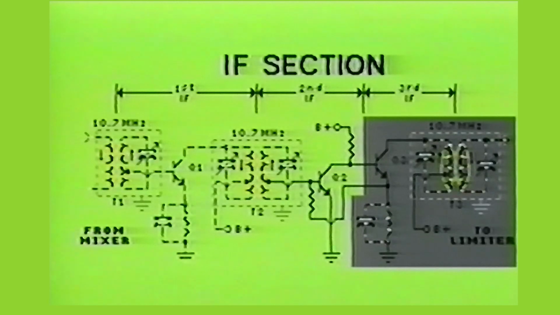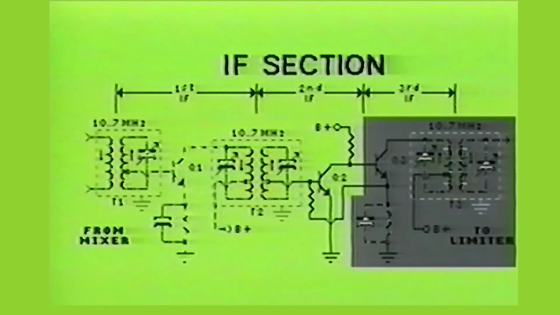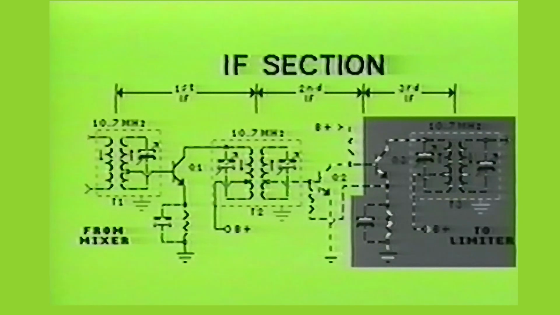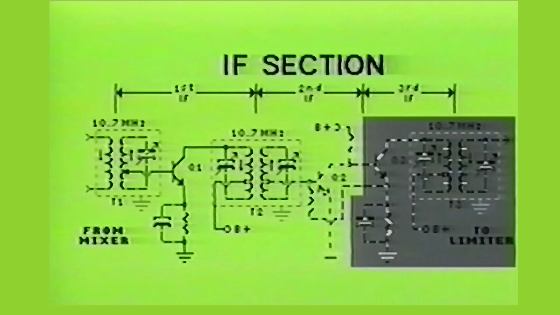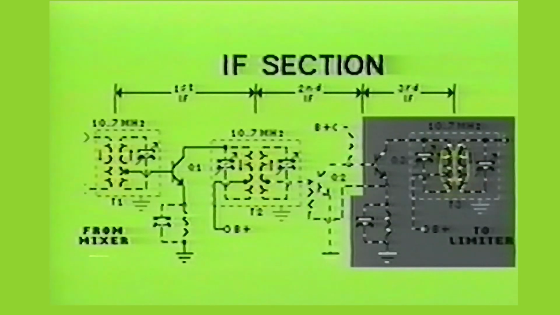The output of transistor Q3 is fed directly into the primary side of T3, which, as you can see, is a parallel resonant tank circuit. Both the primary and secondary sides of T3 are tuned to the 10.7 MHz center frequency. The signal is then taken from the secondary side of T3 and fed into the next stage, which is usually an FM limiter stage.